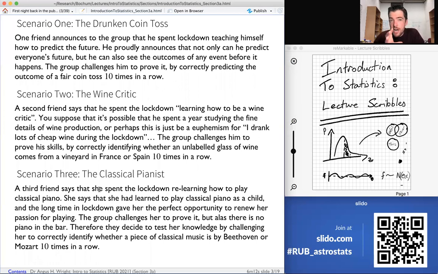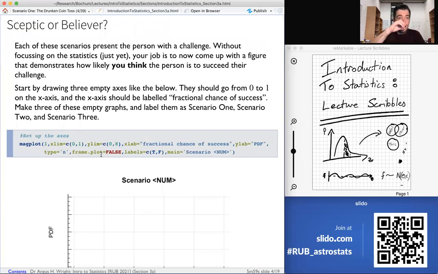So these are the three scenarios that we have at the pub. And what we're going to do now is we're going to go through and talk about these different scenarios and what you think about how they're going to play out. So each of these scenarios presents us with a person who has a challenge that they have to win. Okay? Let's not, for the moment, think about it statistically. Let's think about this purely in terms of your gut instinct, right? What you think the person is going or is not going to do over the course of this challenge.